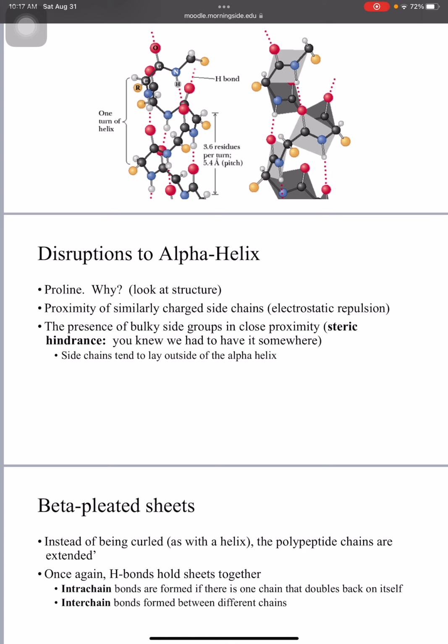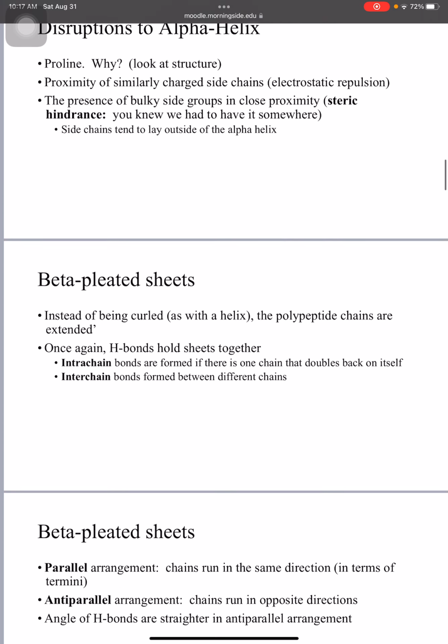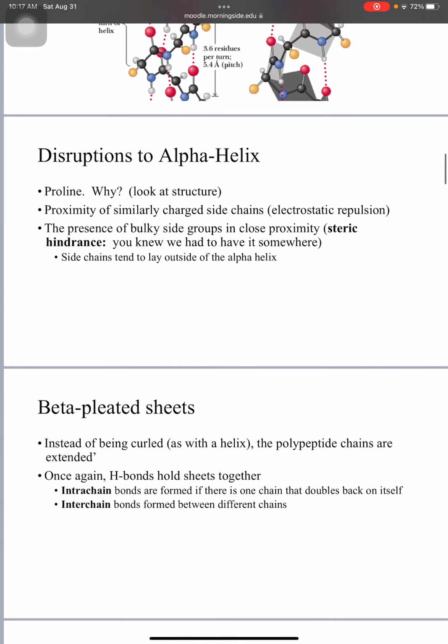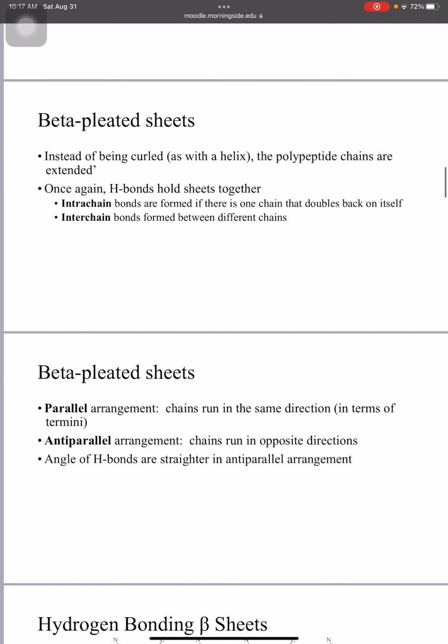If you have a whole bunch of bulky side groups in close proximity, this can be any of the ones that have large ring structures, like big aromatic rings such as tryptophan, phenylalanine, or tyrosine. Those big bulky side groups can get in the way and again cause a little bit of a disruption to the normal coiling pattern. That is caused by steric hindrance, which is a phrase we use a whole lot in organic chemistry.